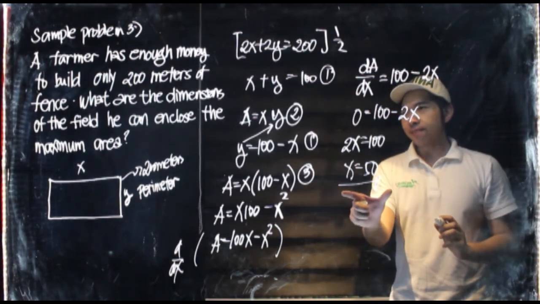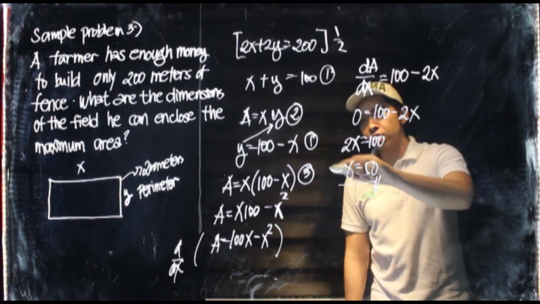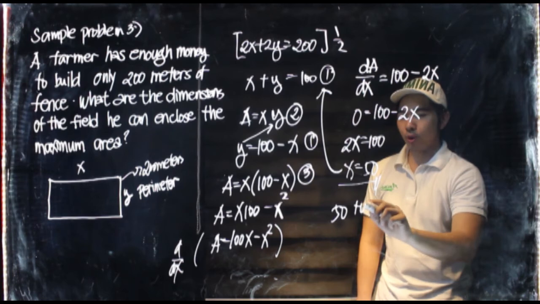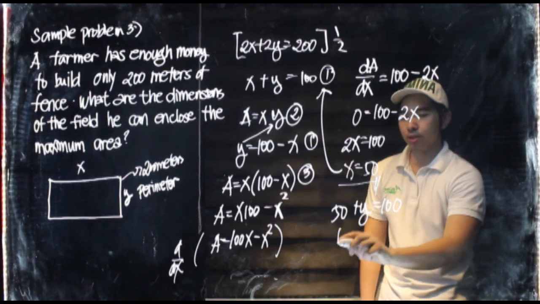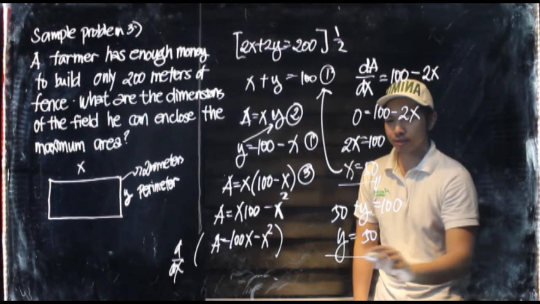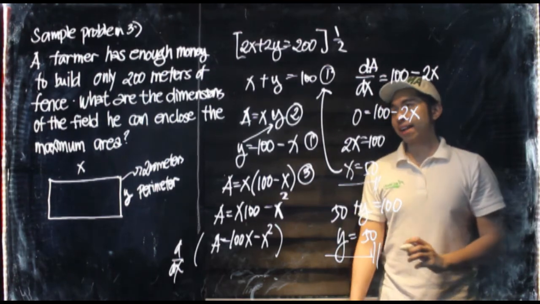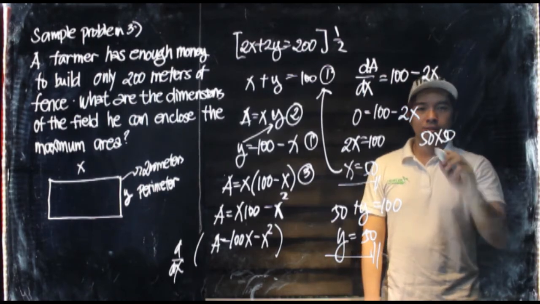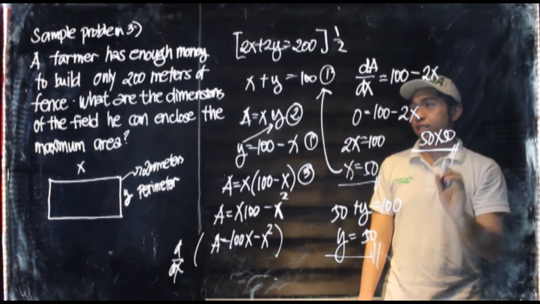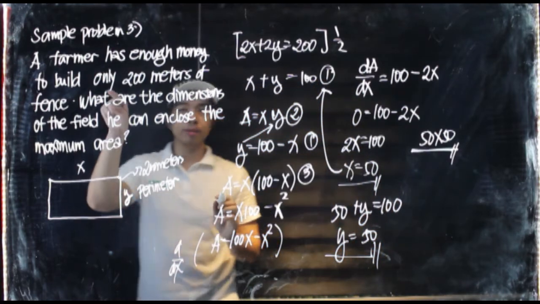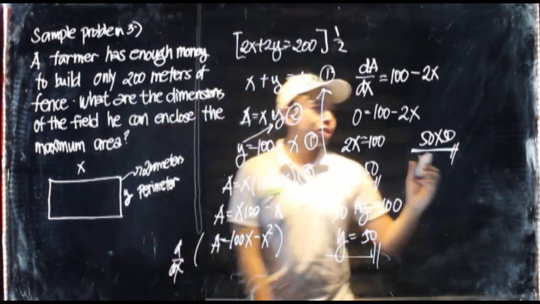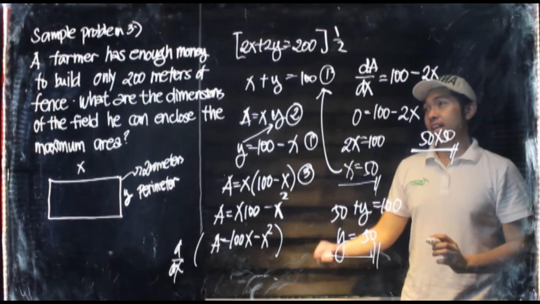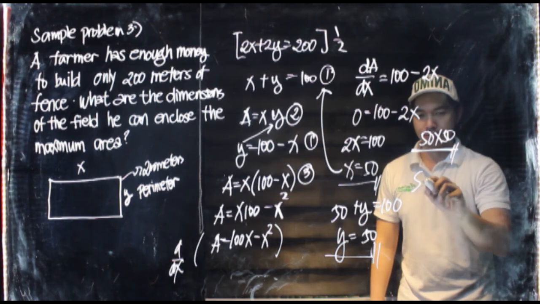We will use this value to find y, substituting it in equation number 1, so that 50 plus y is equal to 100, so y is equal to 50. So we have a dimension of 50 by 50, which gives a field that can be fenced by 200 meters of material, and that is the answer. So it is 50 by 50, or simply, the figure with maximum area that can be enclosed is a square.